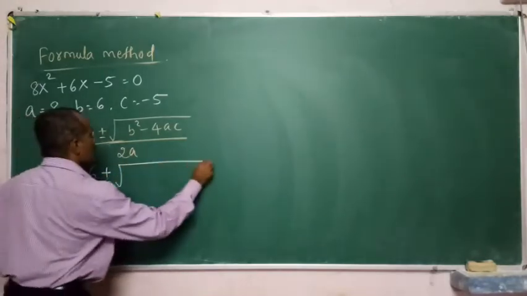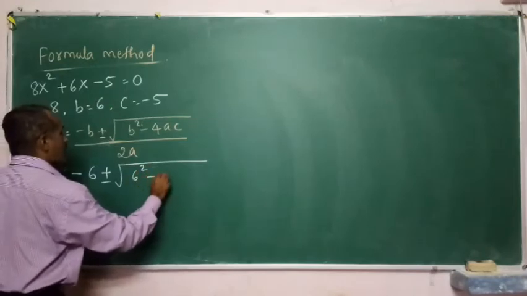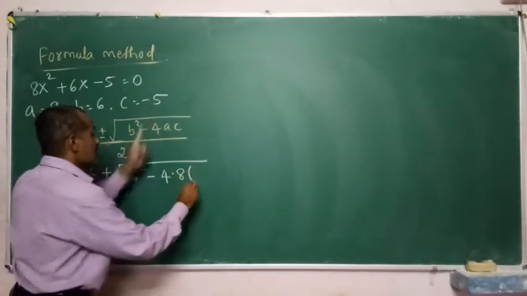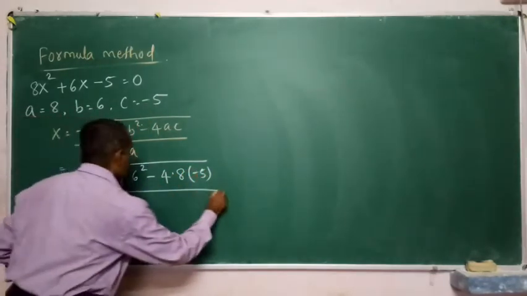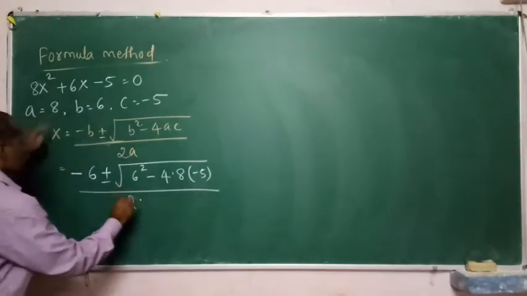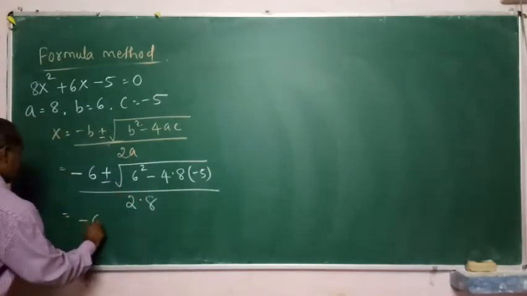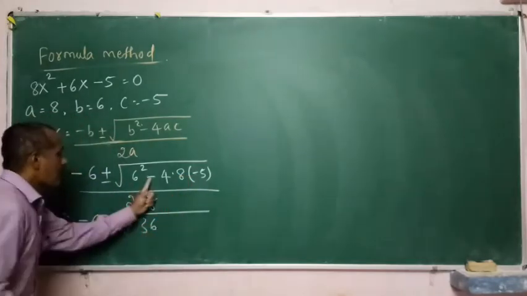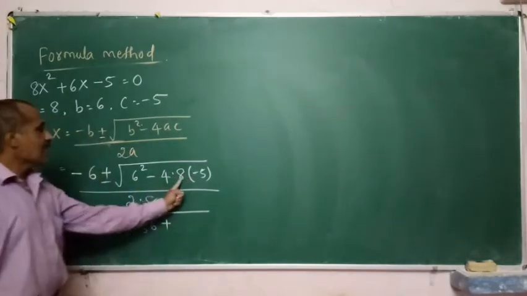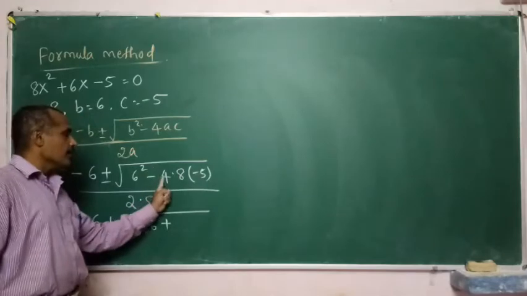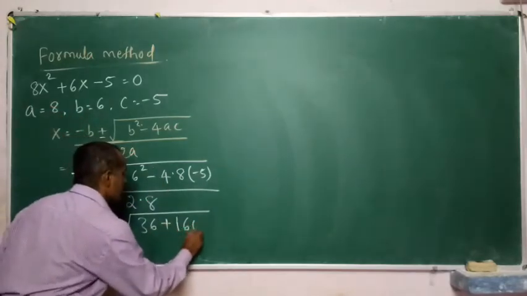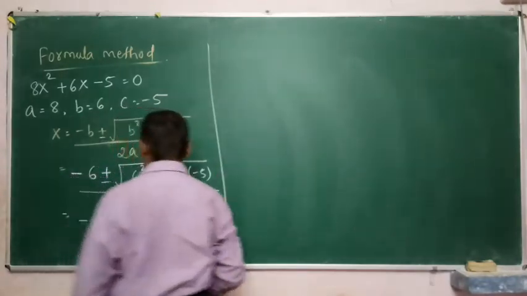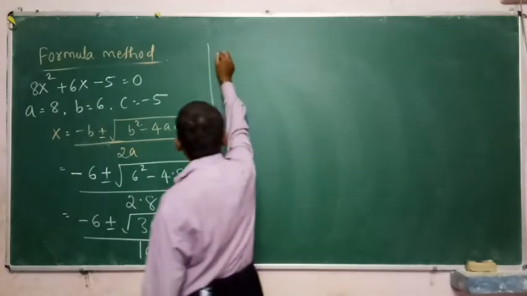Plus or minus square root of b square, 6 square, minus 4 into a. A is 8. Into c is minus 5. Whole divided by 2a, 2 into 8. Which is equal to minus 6 plus or minus square root of 36. Minus into minus gives you plus. 8 5s are 40, 40, 4 4s are 160. Okay, whole divided by 16. Let me continue.